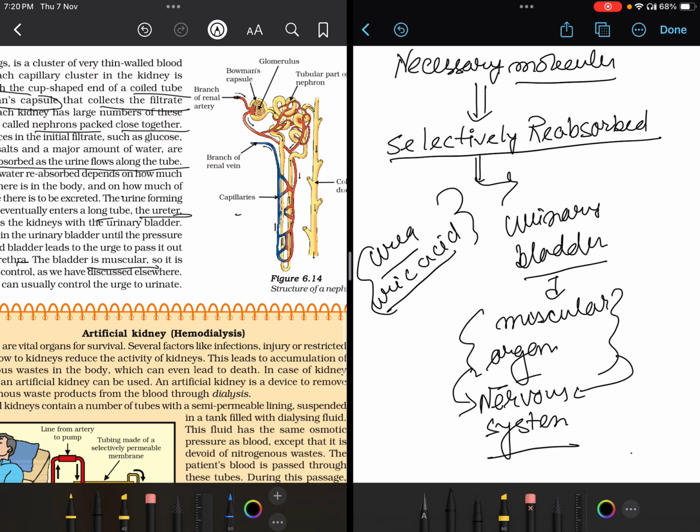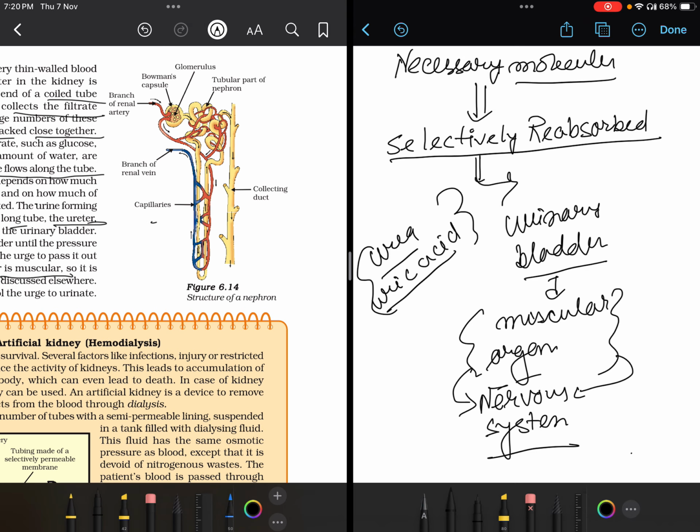Now, the unit of nephron is there: afferent arterioles, efferent arterioles. You just remember the renal artery, renal vein, Bowman's capsule. This is the glomerulus. This whole structure is the glomerulus. If they ask you to draw the glomerular structure, then you have to draw this, and for a whole nephron you have to draw all this structure.